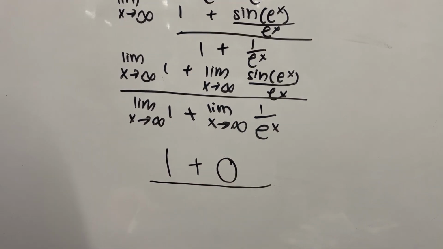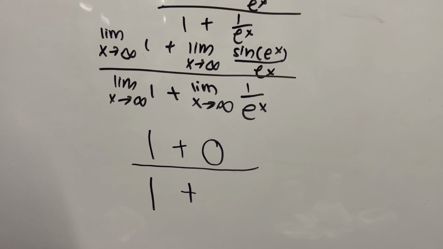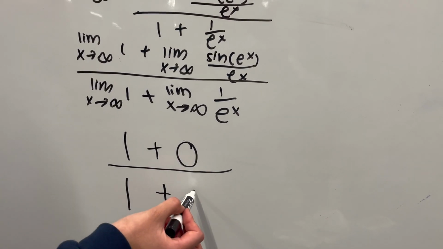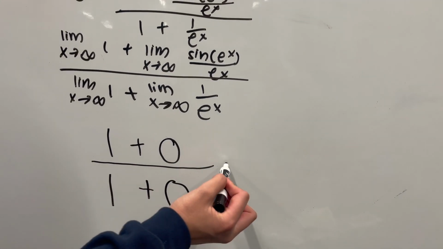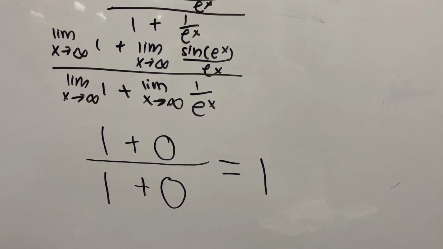Then in the denominator, we have the limit as x approaches infinity of 1, which we know is 1, and then plus the limit as x approaches infinity of 1 over e^x, which we already know is 0. And then we end up having (1 plus 0) over (1 plus 0), which is 1.